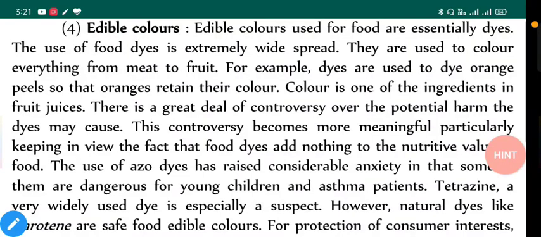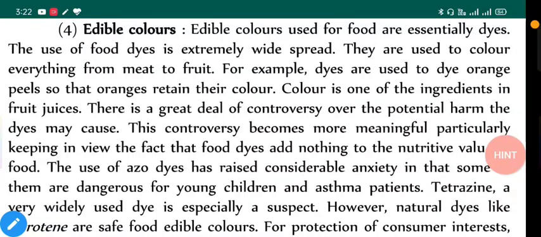They are used to color everything from meat to fruit. For example, dyes are used on orange peels so that oranges retain their color. Color is one of the ingredients in fruit juice. There is a great deal of controversy over the potential harm the dyes may cause. This controversy becomes more meaningful, particularly keeping in view the fact that food dyes add nothing to the nutritive value of the food. That means they are for cosmetic purposes only. They do not add any type of nutritive value.